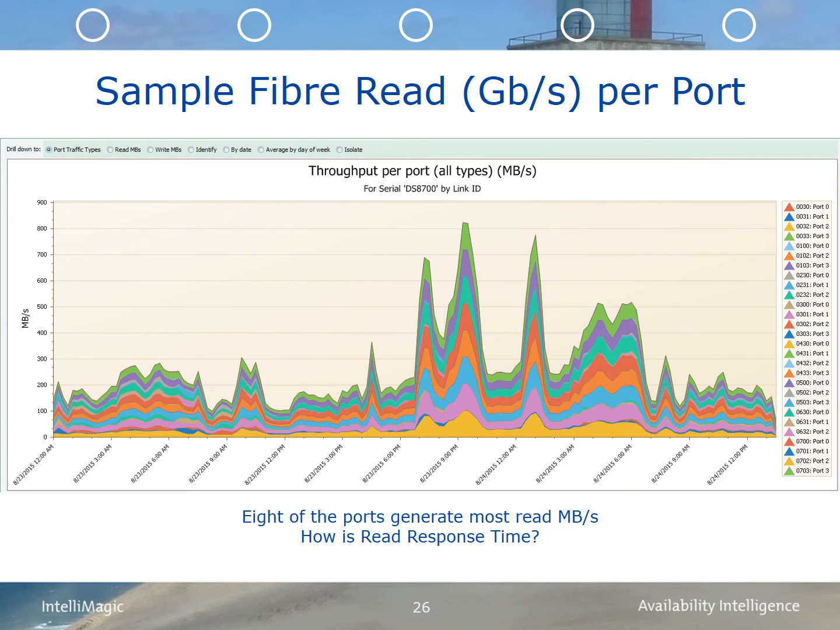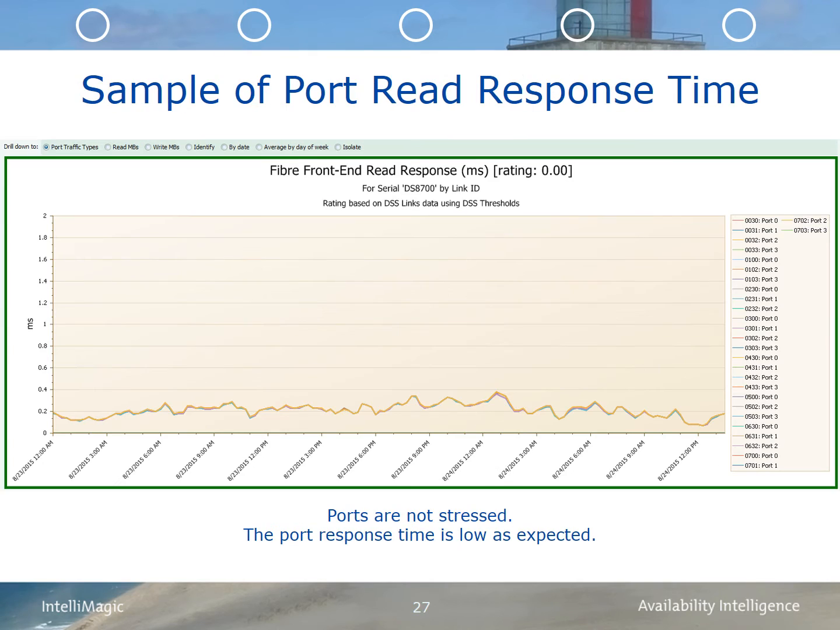So almost every platform does provide the read and write throughput for the front-end ports. In this case, it looks like it's an IBM DS8000, in particular a DS8700. And we can see that 8 of the associated 32 ports that are available are doing most of the workload. The port read response time shows that there really isn't any stress on the front-end ports. They're all having peaks less than 0.5 milliseconds.